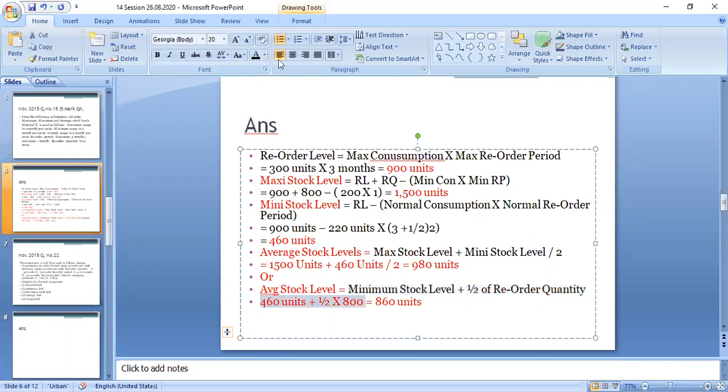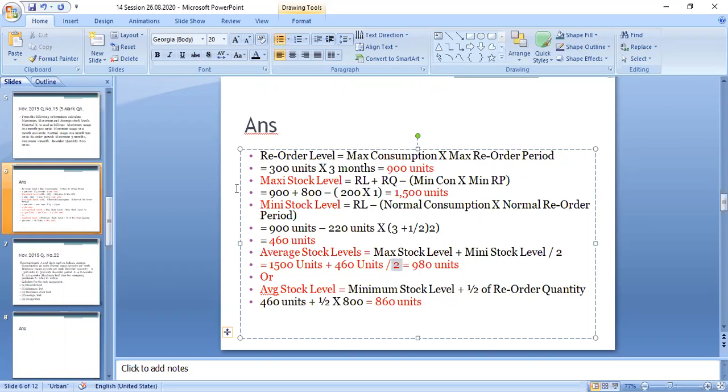Now we can understand that if you remember this problem and understand it, you can work out the problem. It's very easy, right? Reorder level: the formula is maximum consumption into maximum reorder period. Maximum stock level is equal to reorder level plus reorder quantity minus minimum consumption into minimum reorder period. Minimum stock level is reorder level minus normal consumption into normal reorder period. Average stock level means maximum plus minimum combined together divided by 2, we can get the average.